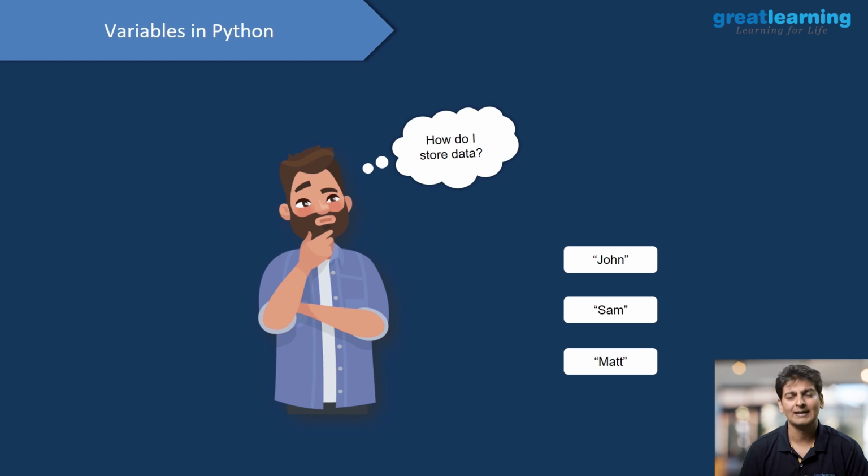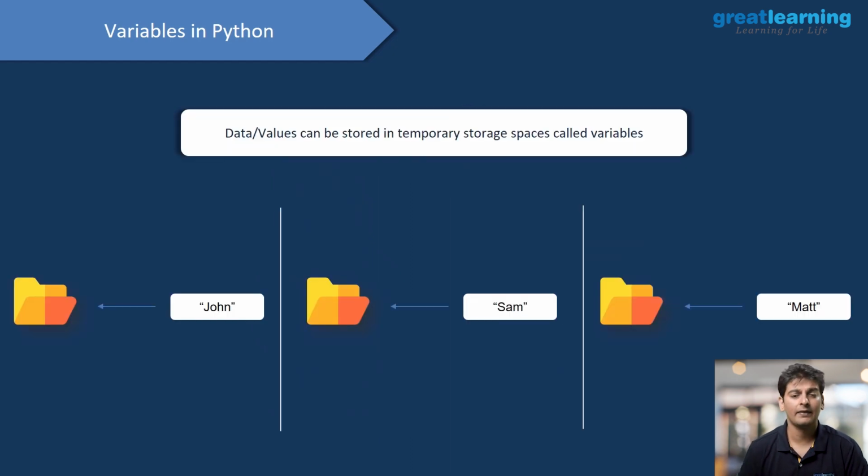Now, you must be thinking, what exactly is a variable? So let's understand that with this example. Simply put, variables are basically temporary storage spaces where you can store data or values. Now, let's take this example over here. Consider this folder to be a variable. What you do is you store this value temporarily inside this folder. This value is John, which is the name of the student. So you've taken this value and placed it inside this variable for a certain amount of time.